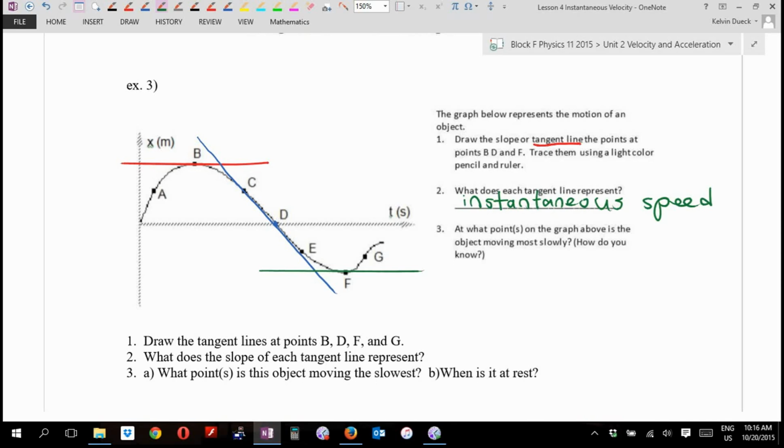Okay, let's answer that right here. We'll go B and F. Where is it moving the slowest? I would argue right before B and F because the slope is nearly zero. In fact, I would argue, Jess, it's slowing down, slowing down, coming to a stop. So just before it came to a stop, it must have been going really slow.